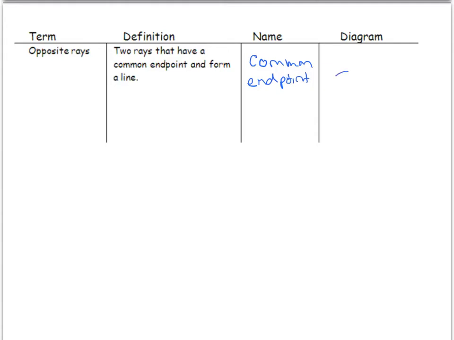So let's take a look. I'm going to draw this picture here. LMN. We have 2 rays here, both stuck together with this point M. So our opposite rays we have are MN and ML.